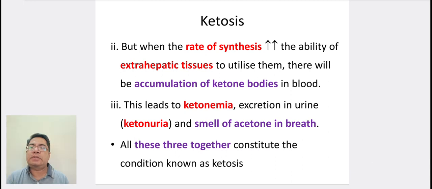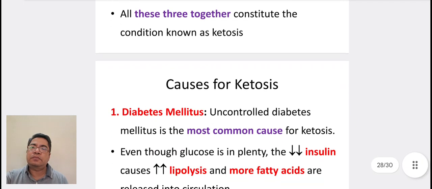But when the rate of synthesis increases beyond the ability of extrahepatic tissues to utilize them, there will be accumulation of ketone bodies in the blood. This leads to ketonemia, excretion in urine, that is ketonuria, and smell of acetone in breath. All these three together constitute the condition known as ketosis.